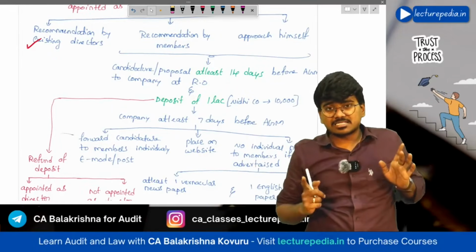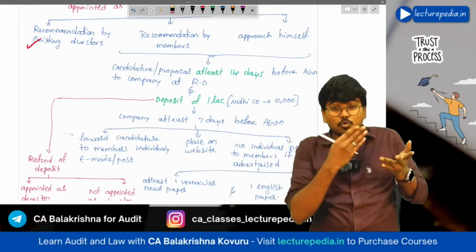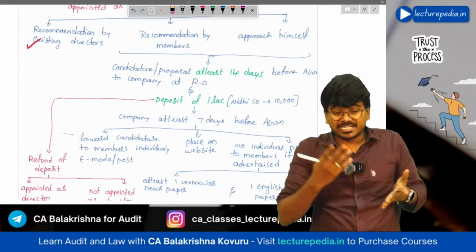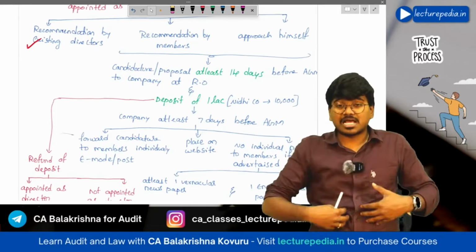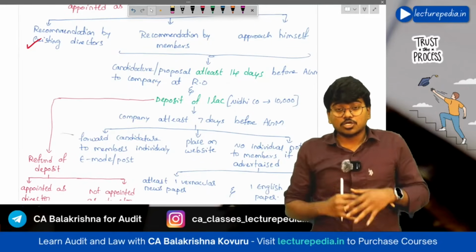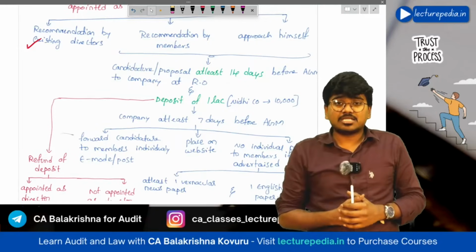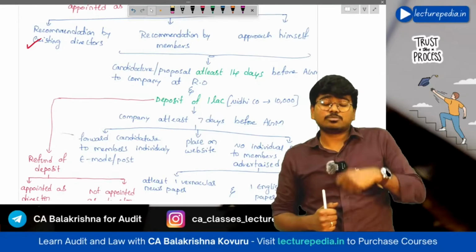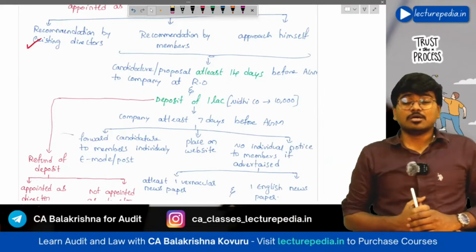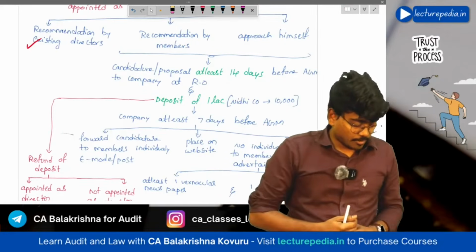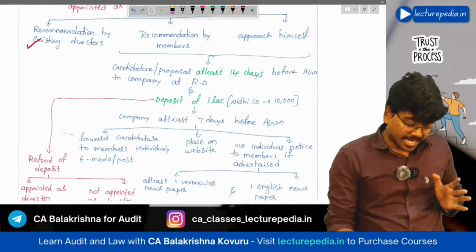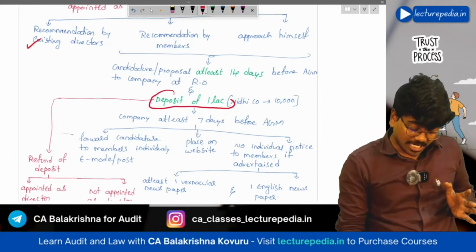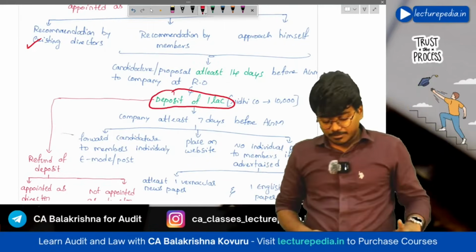What should be there in this candidature? The name of the person, the qualifications of this person, the contact details of this person, and why that person has to be appointed as director. All these details have to be there in the candidature or proposal, and it has to be sent to the company at least 14 days before the annual general meeting. Along with that candidature, a deposit of 1 lakh rupees should also be made with the company.